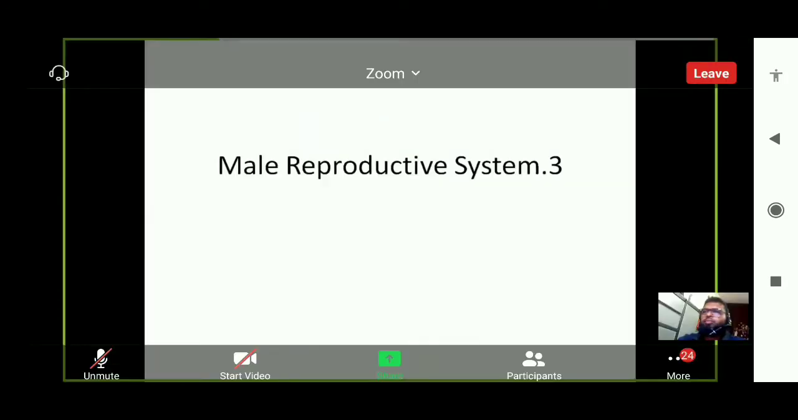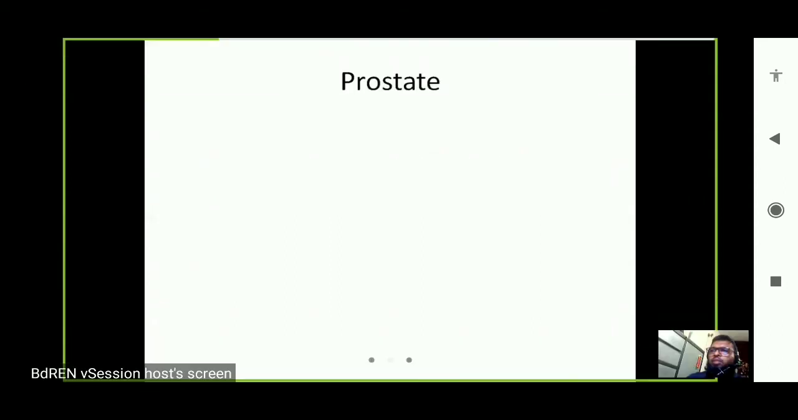Male reproductive system 3. Okay, so last day we were discussing the prostate. Let us have a review because we couldn't finish it properly last day.